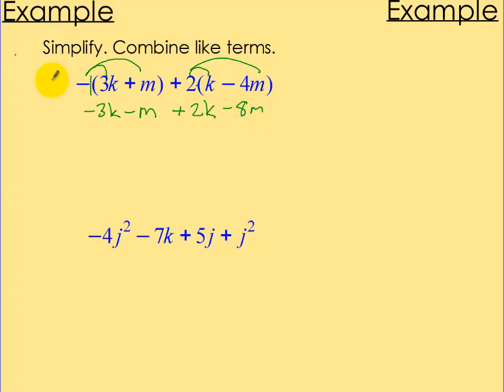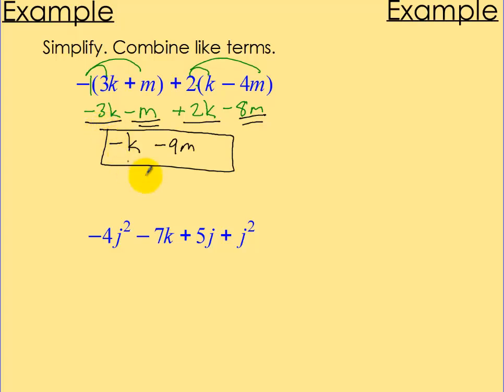Now I want to combine like terms. The k's are like terms. -3 plus 2 will be -1k, or just -k. And the m, -m minus 8m, is going to be -9m. So there's my answer: -k minus 9m.